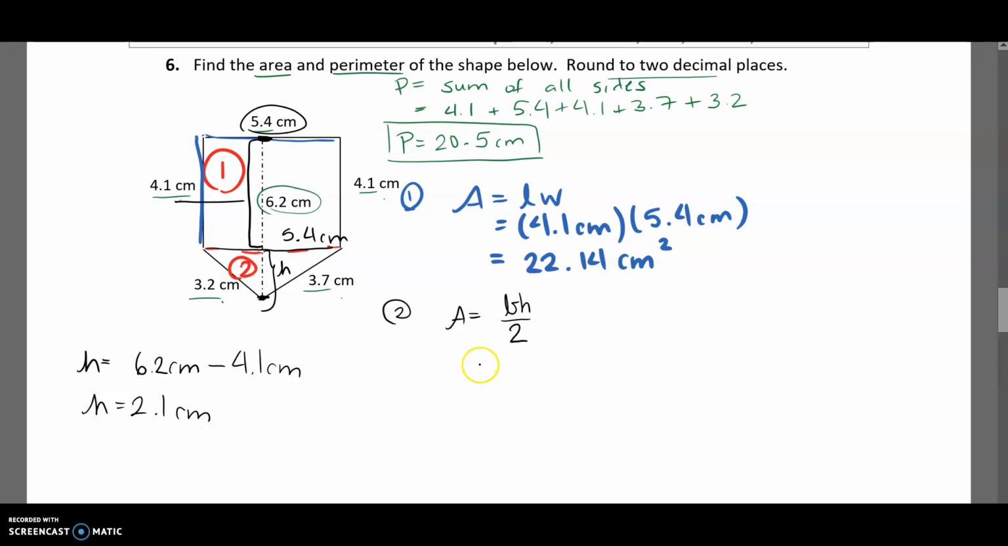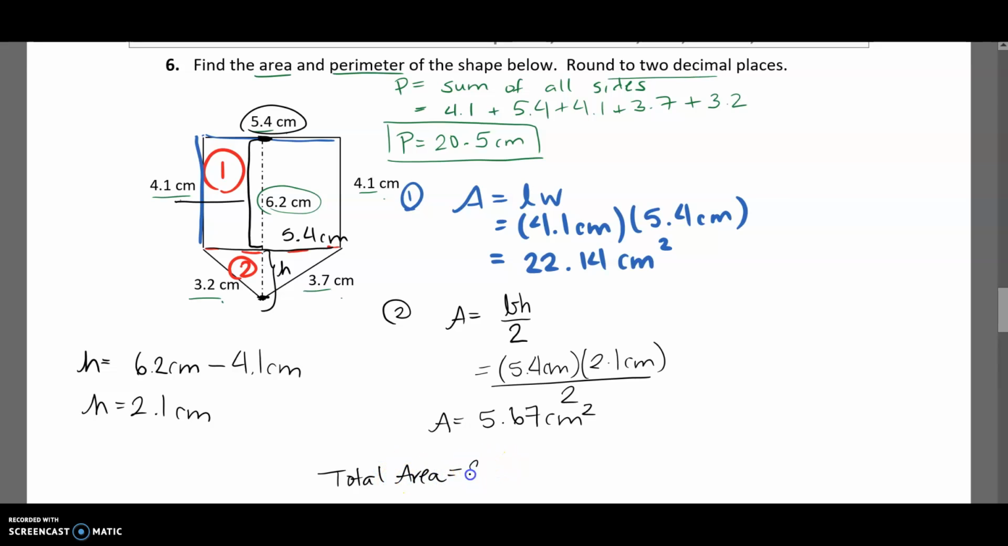I can substitute those values into my equation now. The base was 5.4 centimeters times the height of 2.1 centimeters, all divided by 2. So the area of the triangle is 5.67 square centimeters. Finally, I can calculate the total area by adding the area of the rectangle and the triangle together. So 22.14 plus 5.67. My total area is 27.81 centimeters squared.